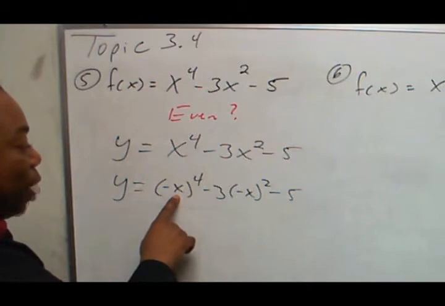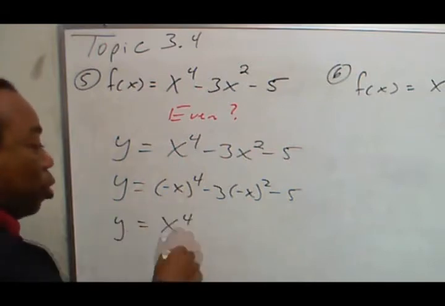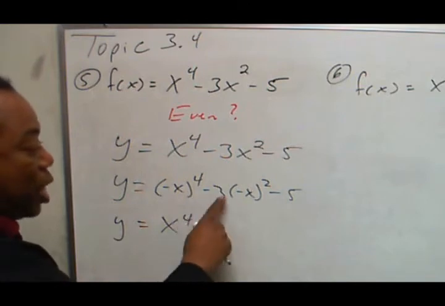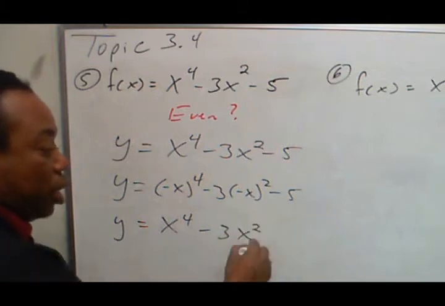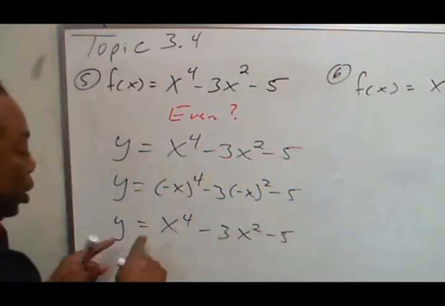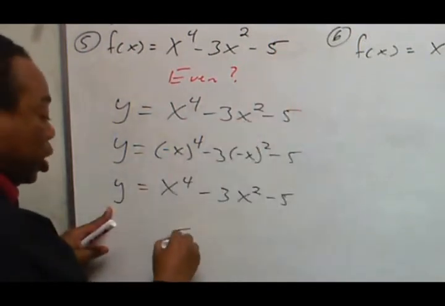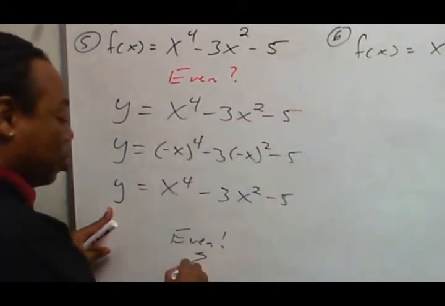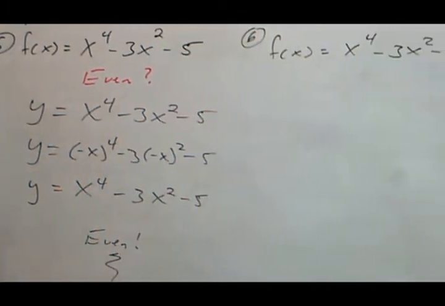Negative x times negative x times negative x times negative x ends up being x to the fourth. Negative 3 times negative x squared gives us negative 3x squared, and then negative 5. Since this simplified back to the original, this is an even equation or function. This one is a function.